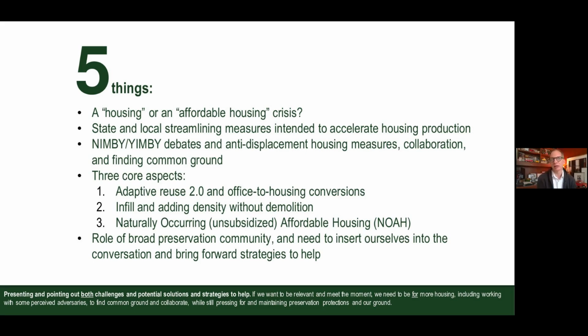And also this idea of preservation making its way within this broad, complicated conversation that we are having about housing, and figuring out where we fit into it. I do believe we have a role. And I think that is part of the challenge in terms of inserting ourselves into the process.